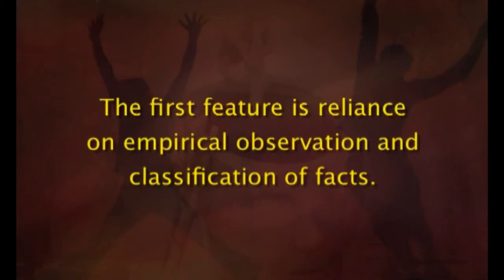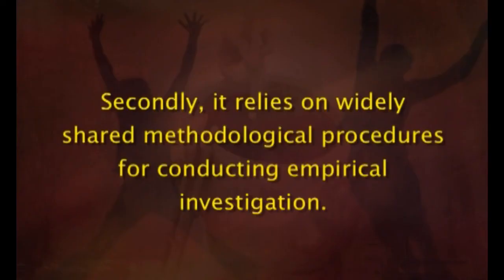Social psychology certainly has some features of science. The first feature is reliance on empirical observation and classification of facts. The field comprises many thousands of empirical studies and clearly classified facts. Secondly, it relies on widely shared methodological procedures for conducting empirical investigation. Among the most widely employed methods in social psychology are experimentation and systematic sample surveys.